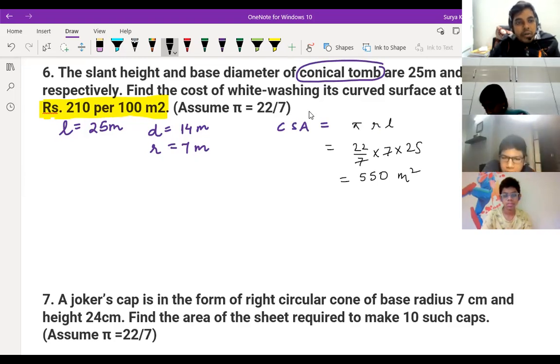Then children, what to do for this 210 and this 100 meter square? Who will tell me? Sir, 550 into 210. 550 into 210, that is the answer.